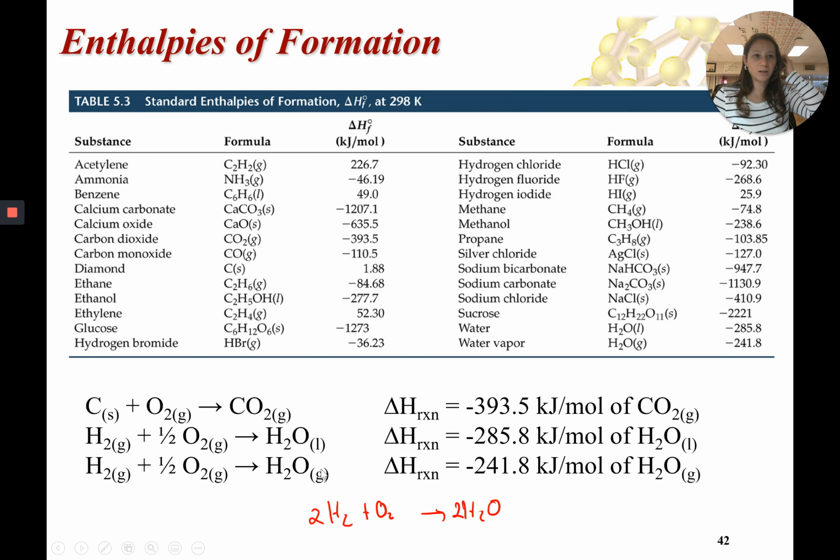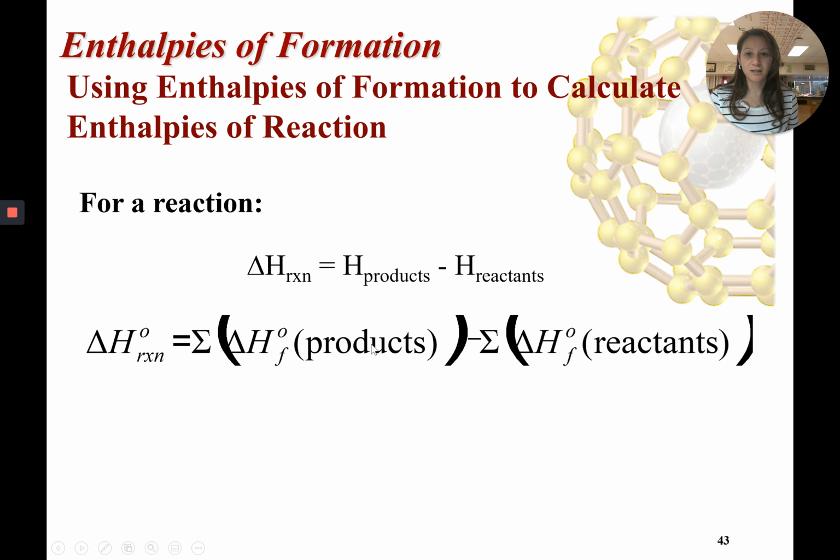That's because the liquid and the gas have different potential energies. If you subtract those two, you'll see that that's the heat of vaporization or the heat of condensation of water, because if you subtract those 2 equations from each other, you get H2O liquid going to gas or gas going to liquid. That's pretty cool. So how do you use heats of formation to calculate delta H for a reaction?